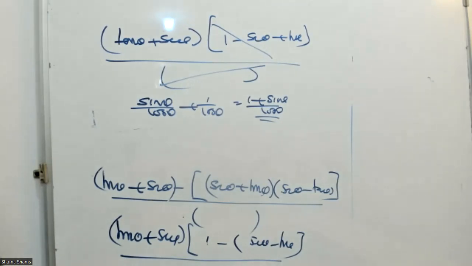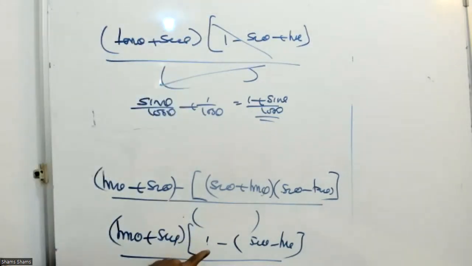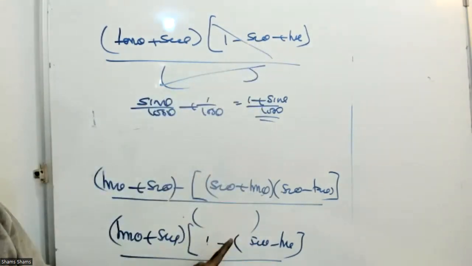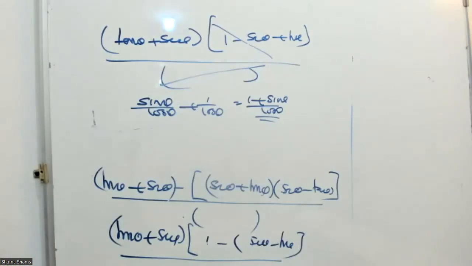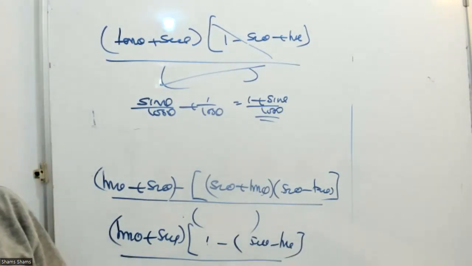After taking common, how are we getting 1 in the next step? After taking common, we took common tan theta plus sec theta, right? Then 1 is here. That one only. Minus open, minus 1 into sec theta, minus sec theta. Minus into minus plus tan theta. We opened with the minus, this also: minus sec theta plus tan theta. Clear or not?